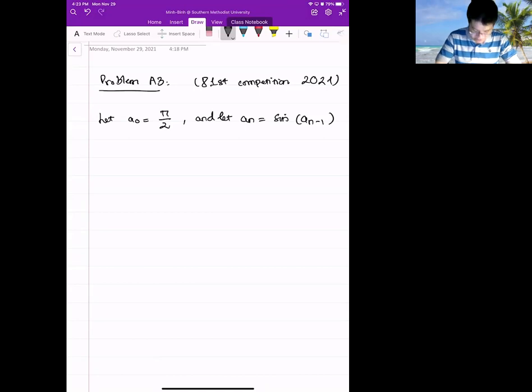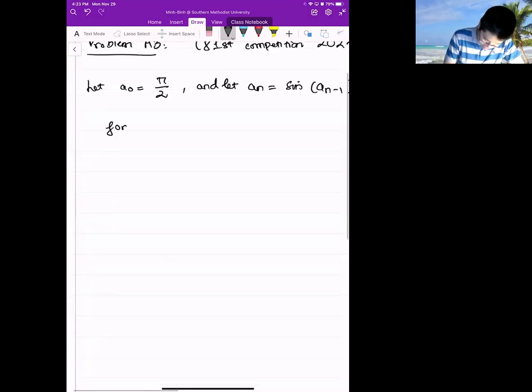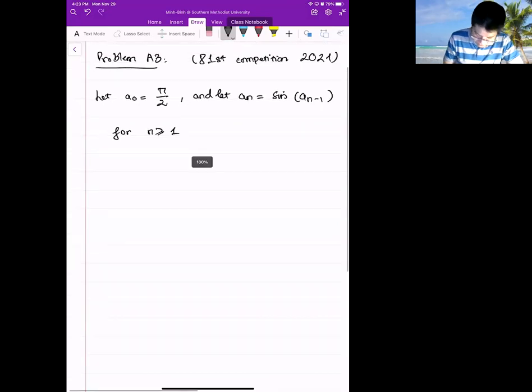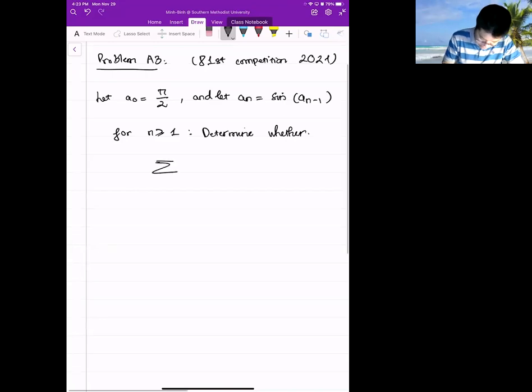So the problem is as follows. Suppose that a0 is pi over 2, and you define an to be sine of an minus 1 for n bigger than or equal to 1. And you have to determine whether the sum, when n is going from 1 to infinity, of an squared converges.